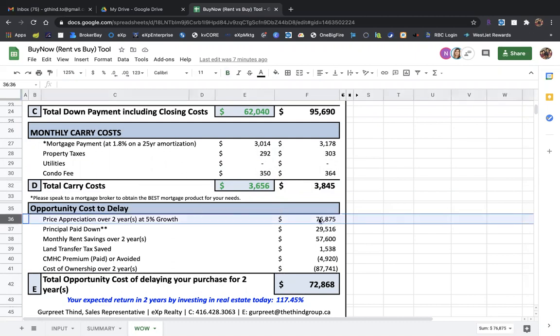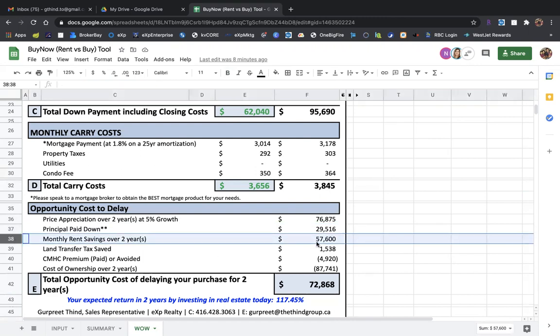Just the price appreciation on this townhouse that you're looking to buy at 5%, it's going to be worth $77,000 more 2 years from now. In 2 years, you're going to pay $29,500 worth of your mortgage down instead of paying that towards your landlord's mortgage. You're paying yourself, right? So right now you're already up over 100,000. By buying today, you avoid that $2,400 a month that you're paying in rent. In 2 years, that's $57,000 worth of rent that you're going to avoid.